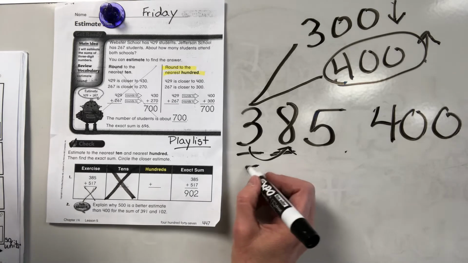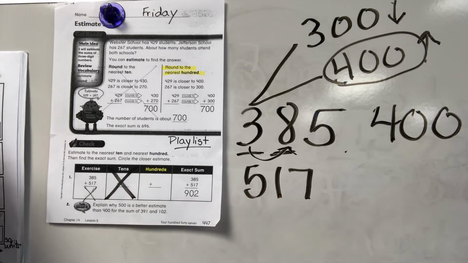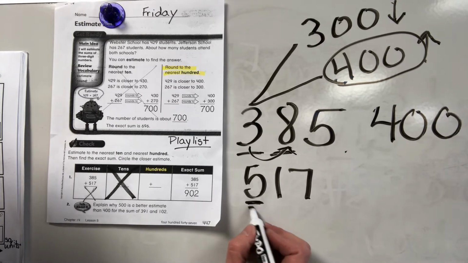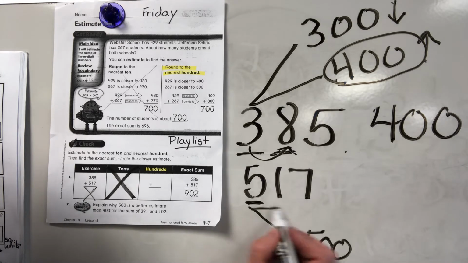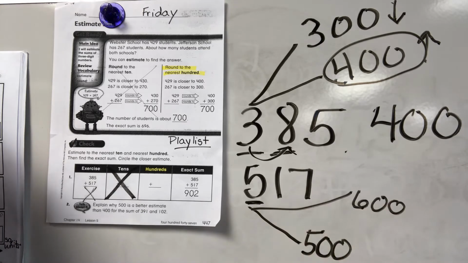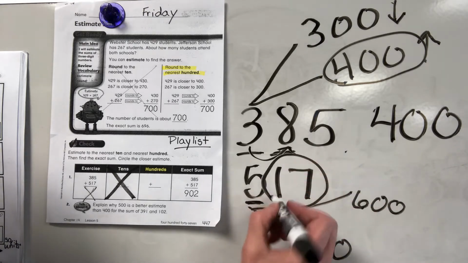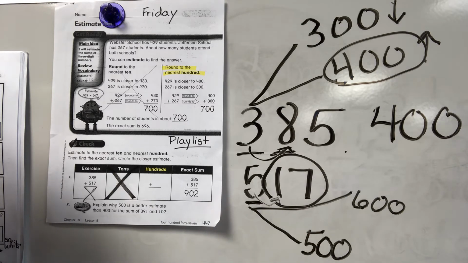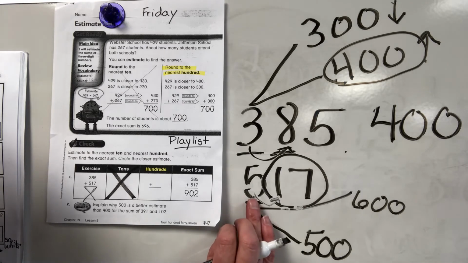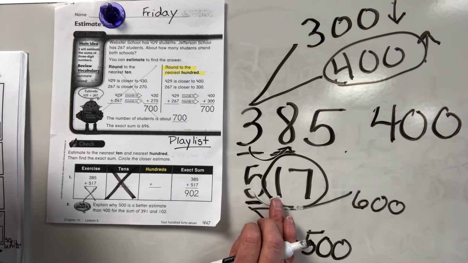Now the next number is 517. We round to the nearest 100, only the nearest 100, boys and girls. All right, so what are our choices? Does it stay at 500? Do we go down? Or do we go up to 600? All right, 17. 1 is less than 5, or 17 is less than 50, however you want to look at it.